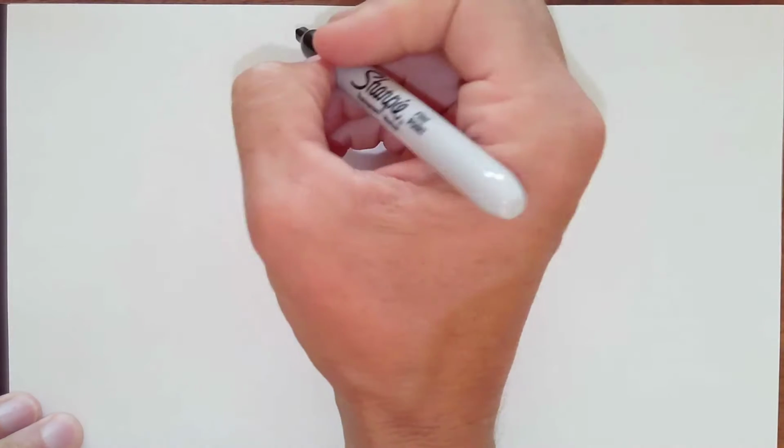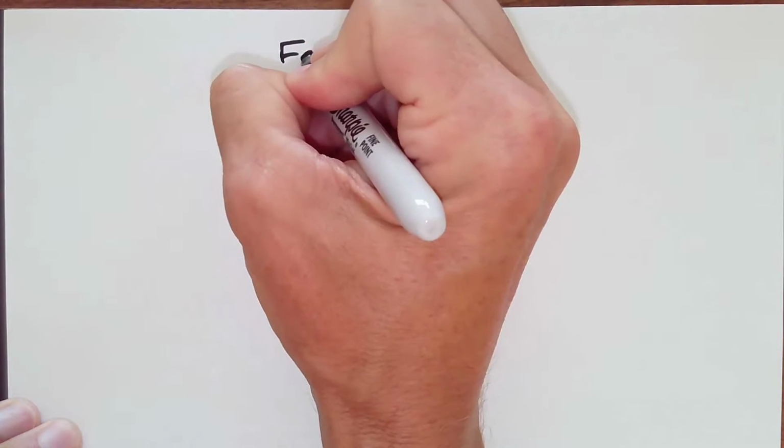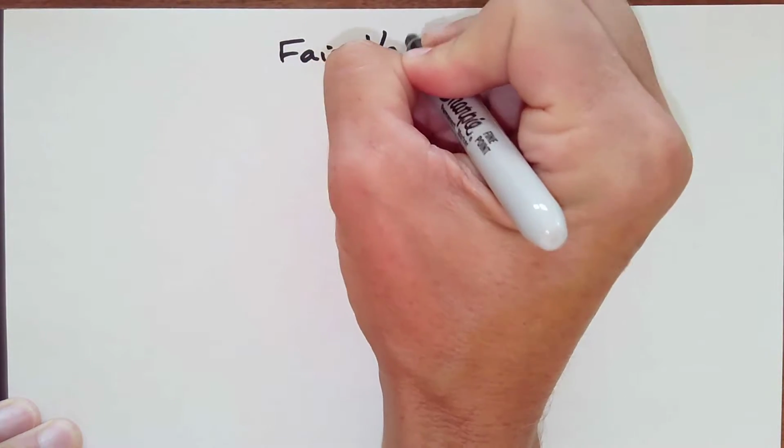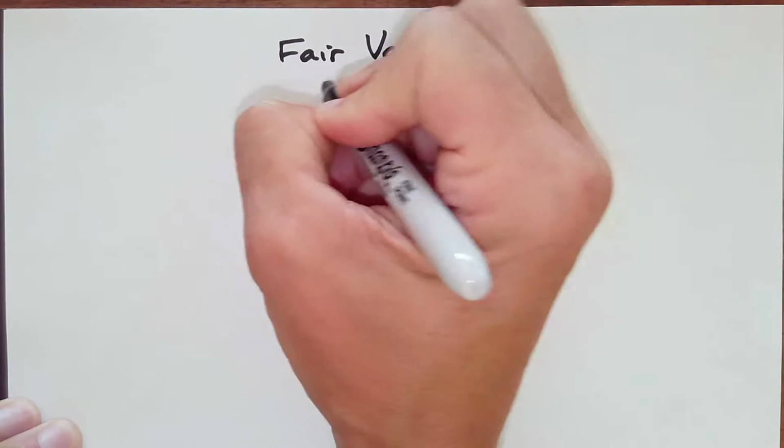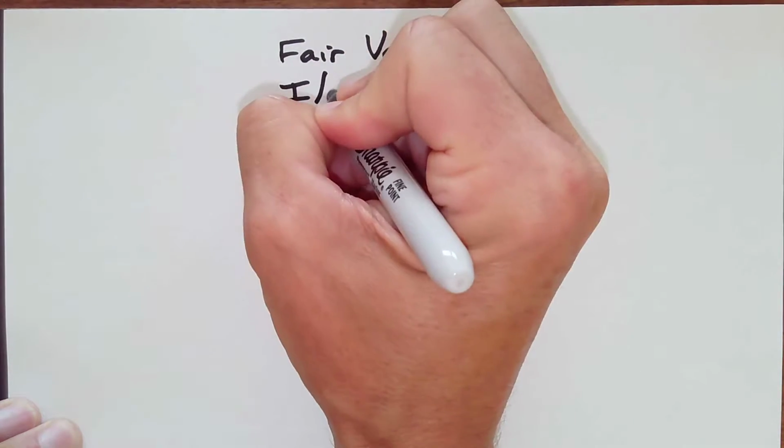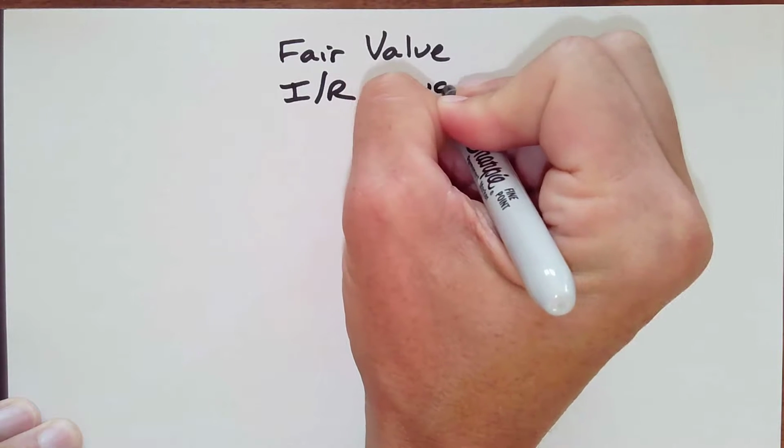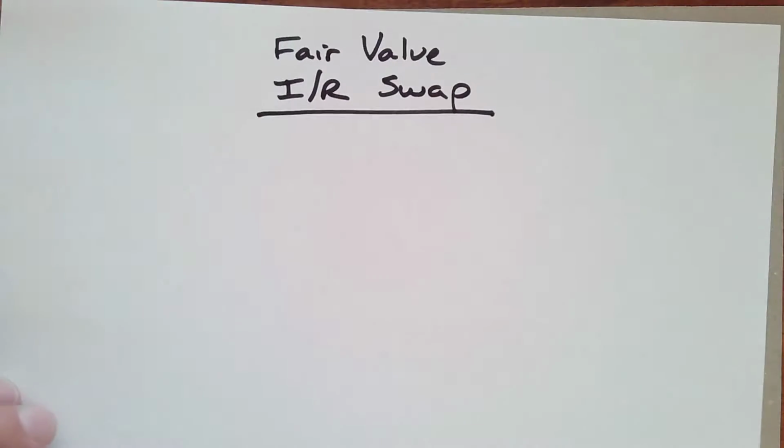So remember, the accounting for derivatives is fair value, and changes in fair value have to go through the income statement. So how do you value an interest rate swap? How do you determine the fair value of an interest rate swap?